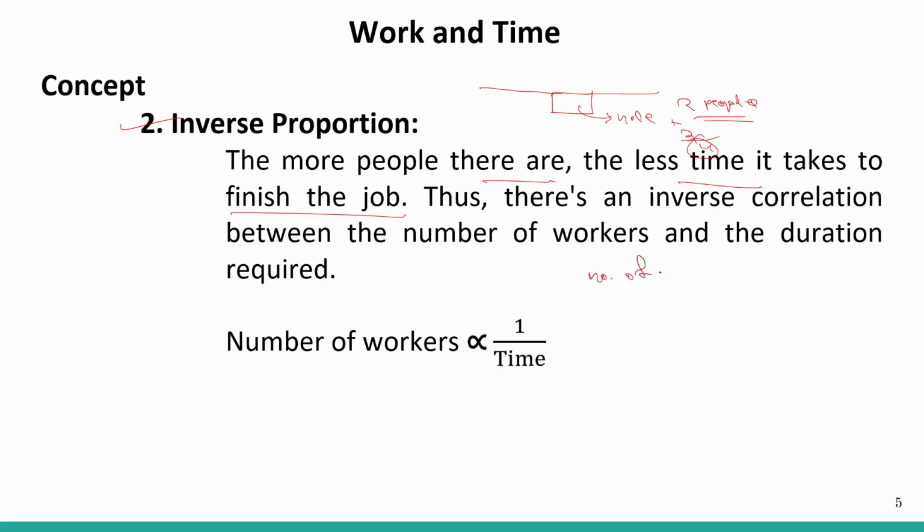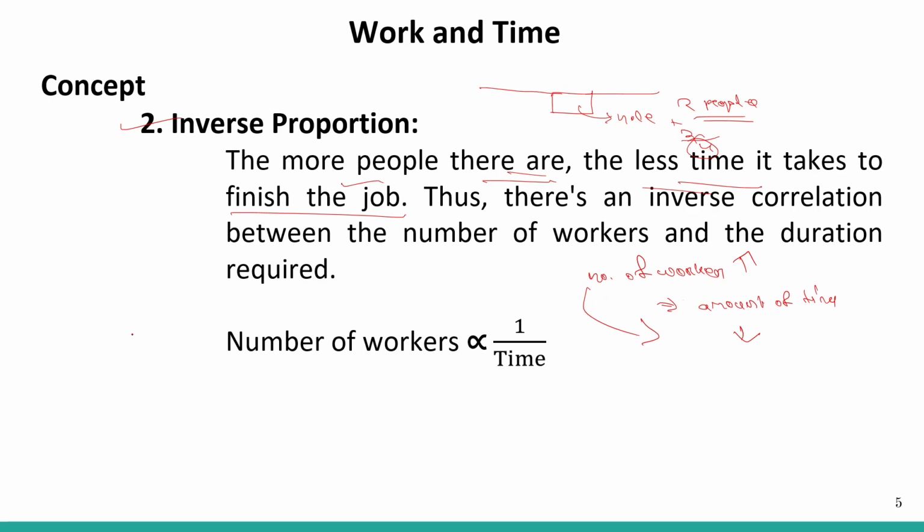So an increase in the number of workers implies the amount of time decreases. This relation is called inverse proportion. The more people there are, the less time it takes to finish that job. Thus there is an inverse correlation between the number of workers and the duration required. The ratio at which the number of workers increases is the same ratio at which the amount of time decreases.